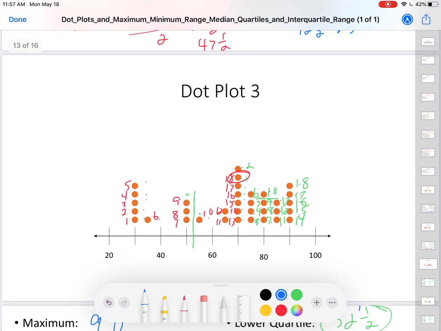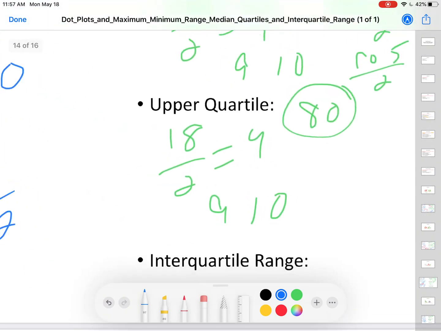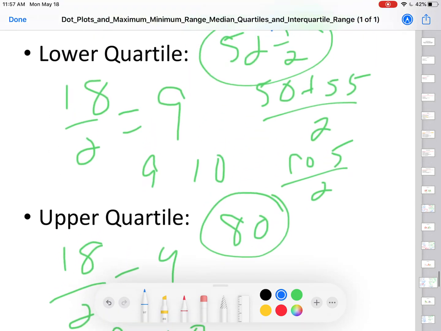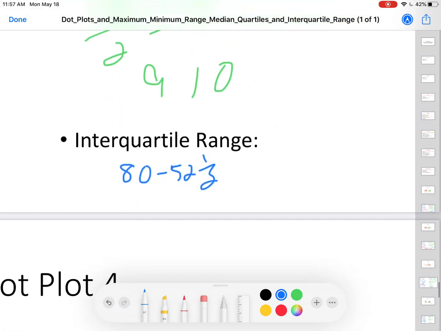Okay, here's dot plot number 3. So let's see. 80 and 52 and a half. So we do 80 minus 52 and a half. I'm doing 80 because it's the upper quartile. I'm doing 52 and a half because it's the lower quartile. Calculator again. 80 minus 52.5 is 27 and a half.